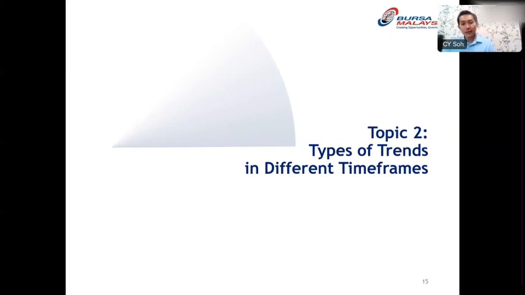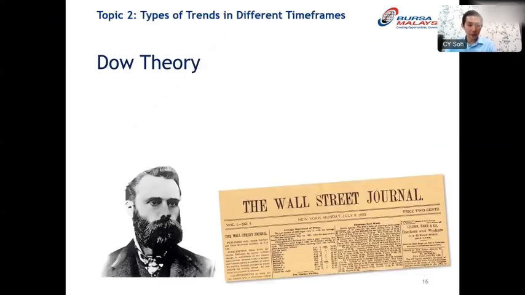Now that you really understand the philosophy and concept of a trend, let's have a look at the types of trend in terms of different time frames. If you use technical analysis, you may have heard of this theory before. How many of you here have heard of Dow theory before? If you have, you can type in 1 in the chat box.